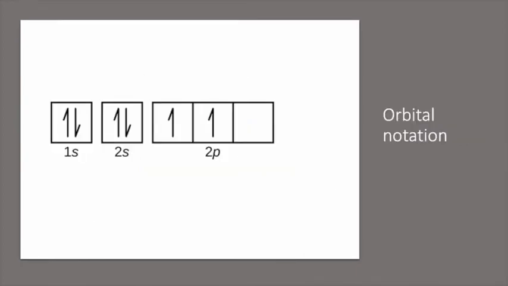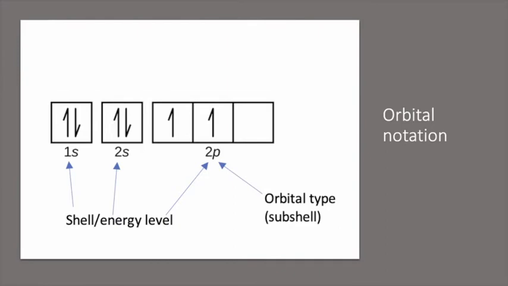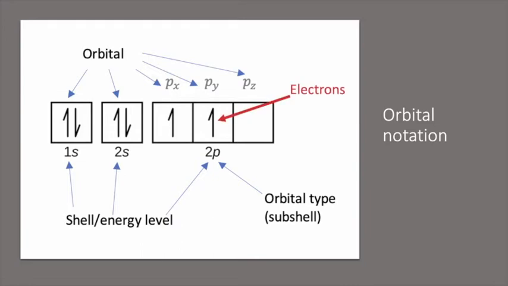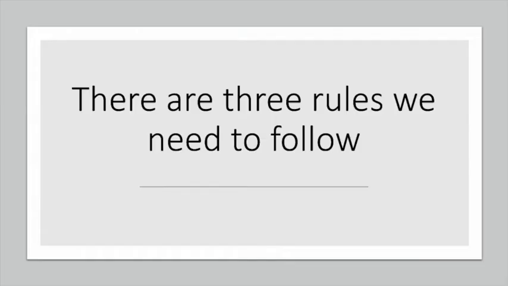An orbital diagram looks a little different. It's a pictorial representation of the electron configuration. Each energy level has one or more clusters of boxes. There are clusters of boxes that represent subshells, and each individual box represents an orbital. The electrons are represented by up and down arrows. When we're trying to determine how to write our notations, there are a few rules that we need to follow.